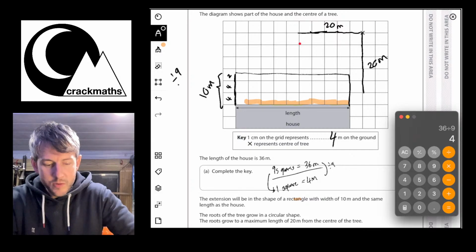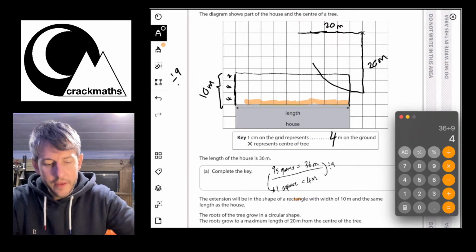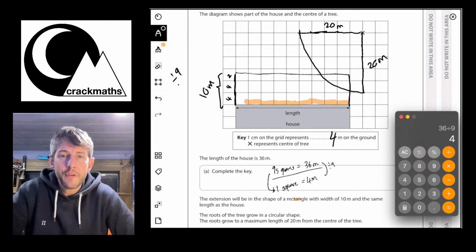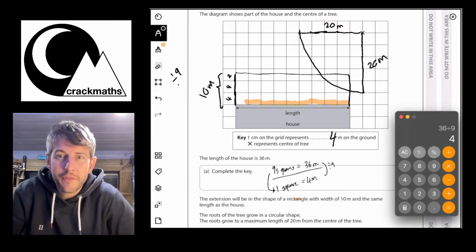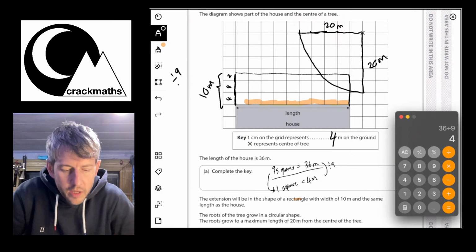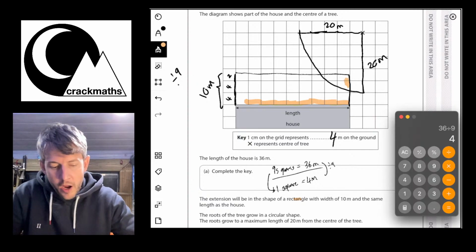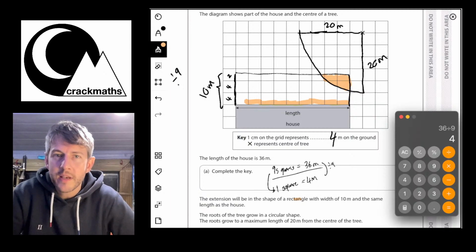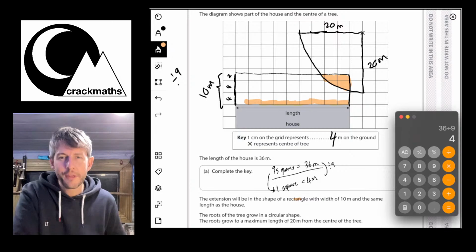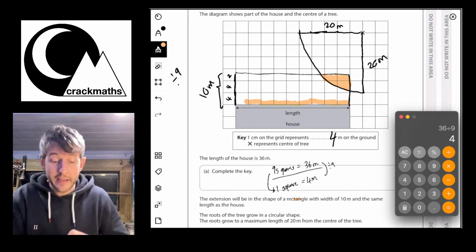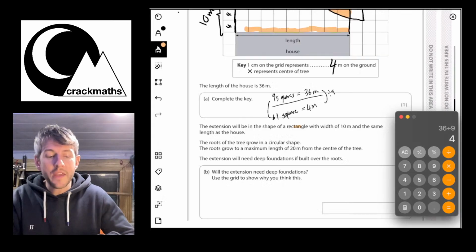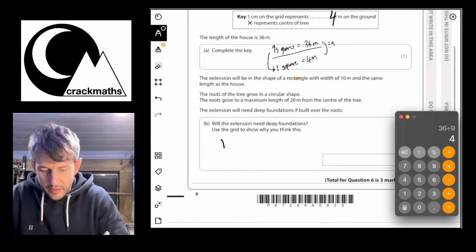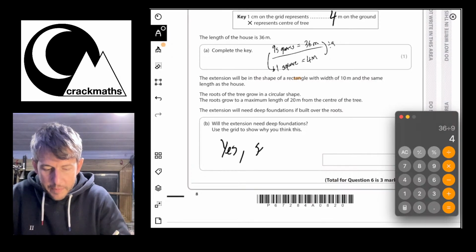Now, the way that it would work is this would be a circle like this. Okay. If you had a compass on you, you could use that to draw it. But I think freehand's pretty much good enough if you can see what's going on. So we can see here that there's going to be an overlap of the extension and where the roots of the tree are. So we can confirm that the extension is going to need deep foundations. And the way that we've shown it is with our picture. Okay, so here we go. Yes. See picture.